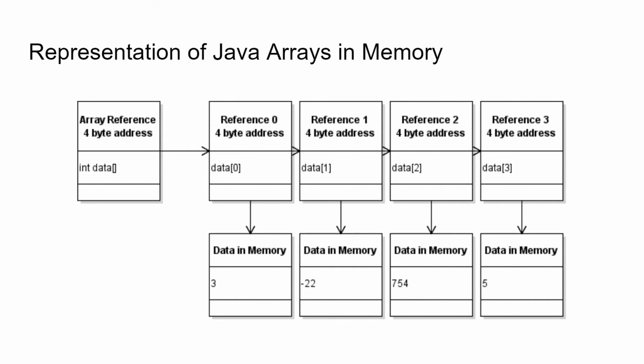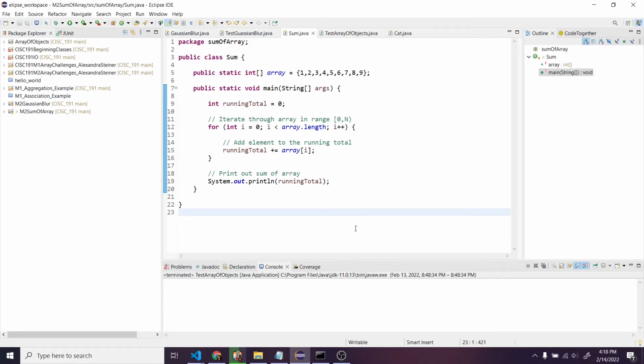So in memory, Java arrays are represented as a reference to a list of references that actually point to the actual data in memory. In this case, we have an array called int data. Data is just a 4-byte address which references this list, and each element in this list represents the actual data that it goes to.